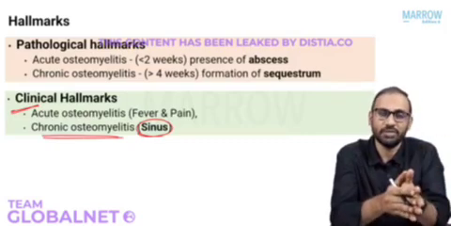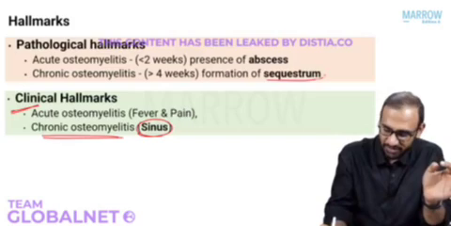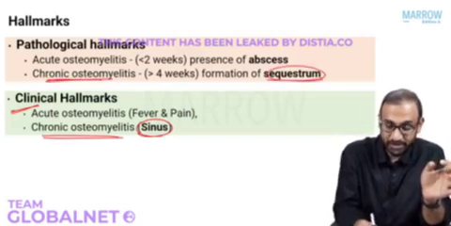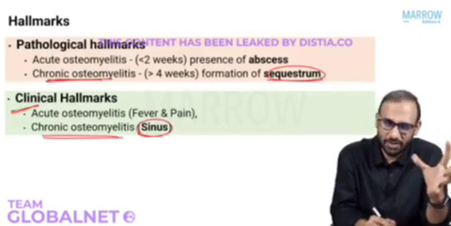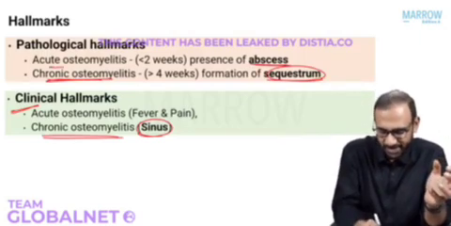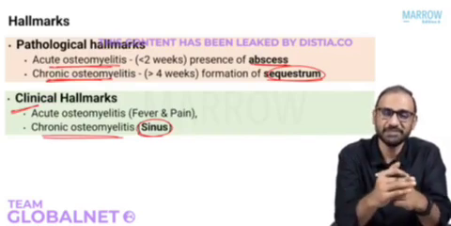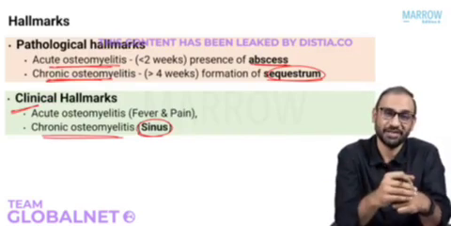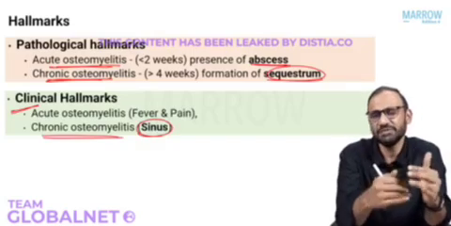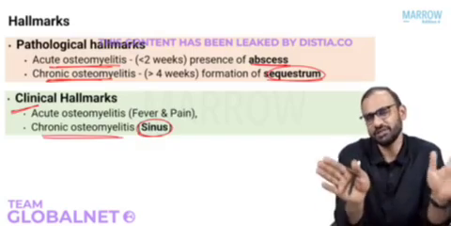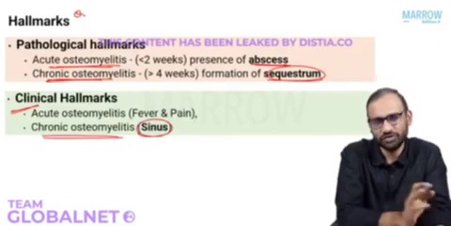What about the pathological hallmark? Chronic osteomyelitis, by definition, needs a sequestrum. So sequestrum for chronic osteomyelitis. And the pathological hallmark for acute osteomyelitis? Actually not much, but you can say abscess. So if there is a sequestrum, chronic osteomyelitis. If there is a sinus, chronic osteomyelitis. If there are none, usually acute osteomyelitis. Are you getting the picture here? So this helps us differentiate clinically as well as pathologically, and there will be direct MCQs asking you what is the clinical and pathological hallmark of chronic osteomyelitis.